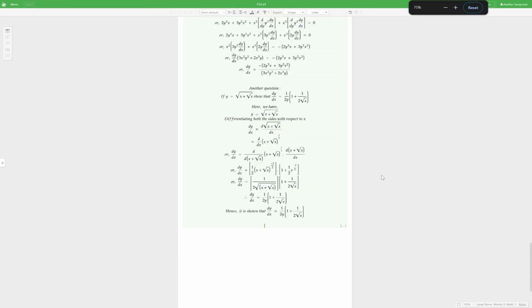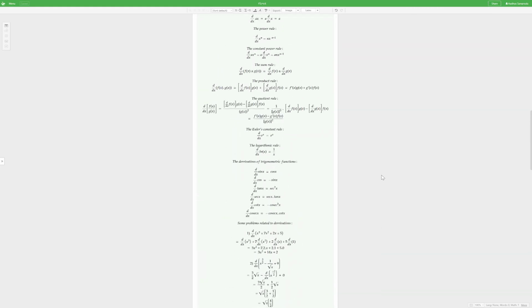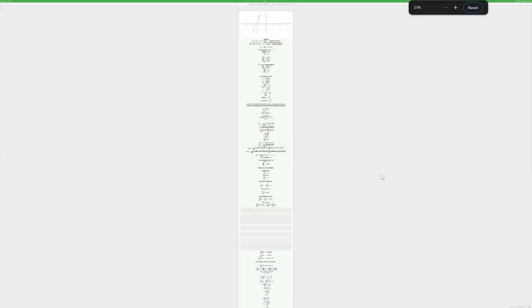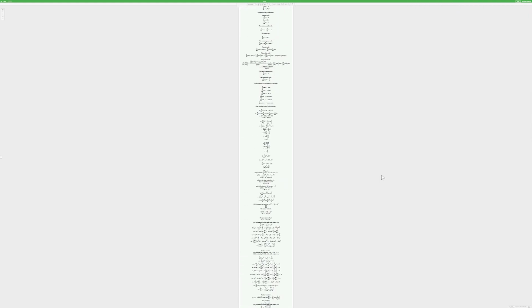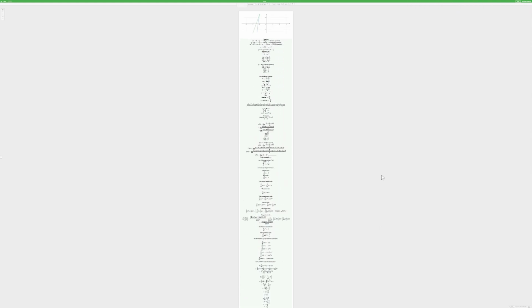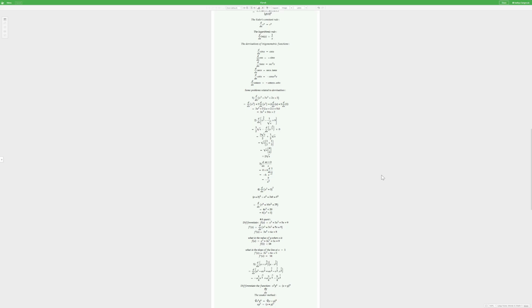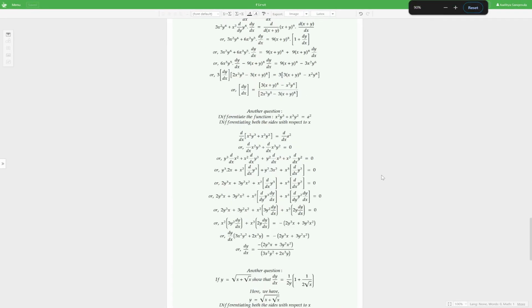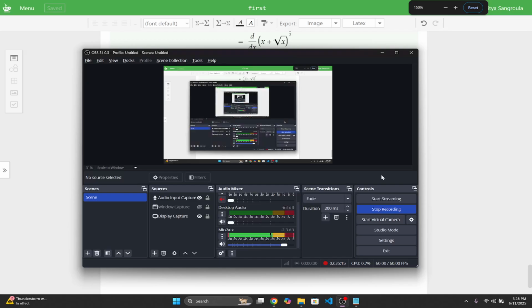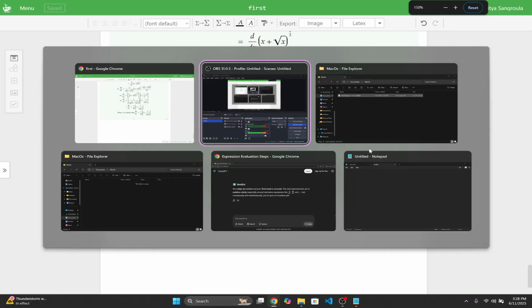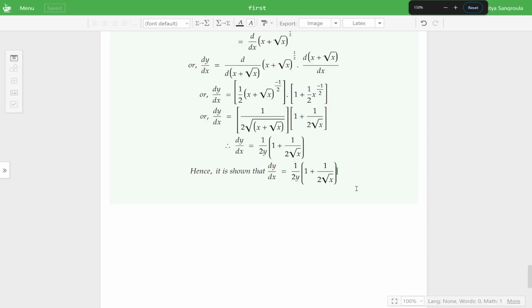Let's see how it looks when zoomed out. Like the alignment of the text doesn't look that great. But still, it looks pretty good. And we haven't started integration yet. We are still going in differentiation right now. And let me see if there is any other question that we can do.